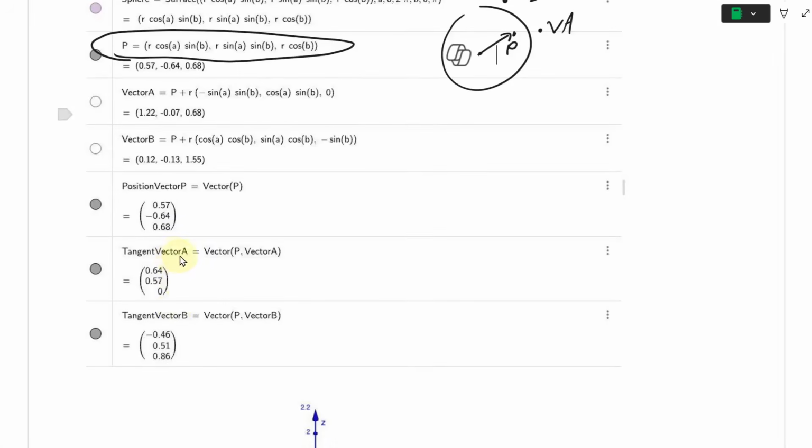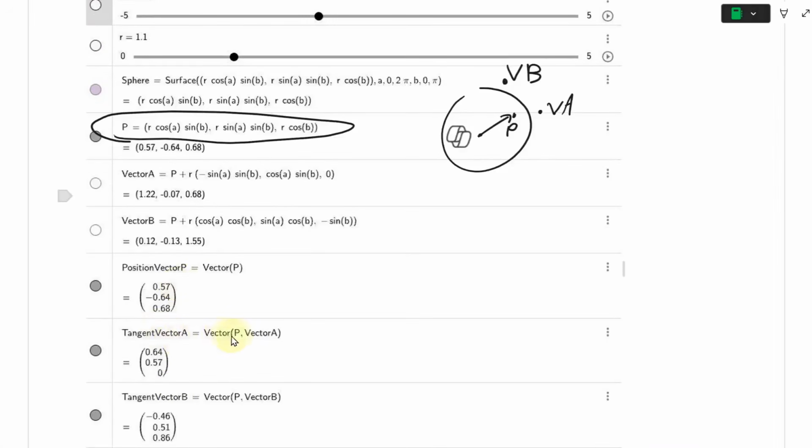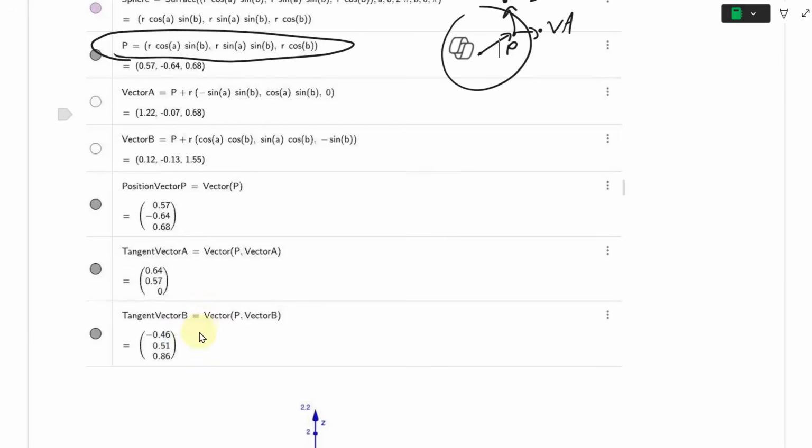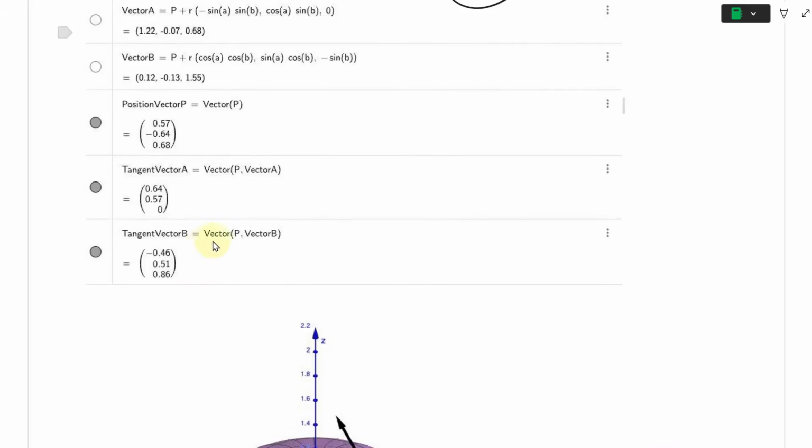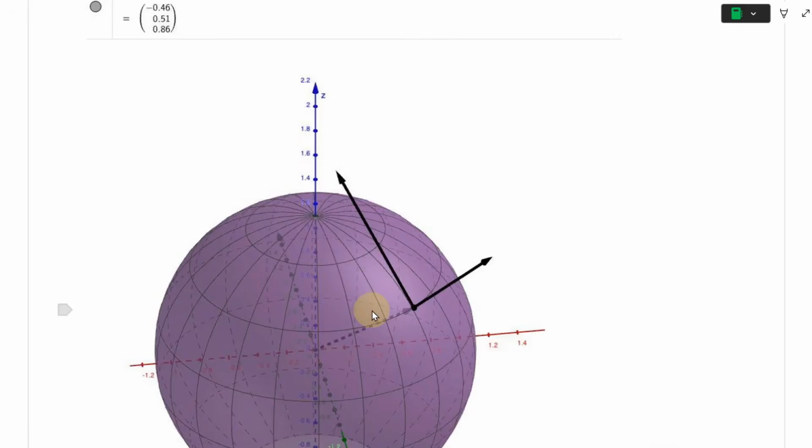And then here's tangent vector A. I go from the point P here to the point vector A. So then we basically get this. It draws an actual arrow. And this one is tangent vector B there. And it actually makes it, and it looks like this. So there's the two vectors, and these are perpendicular.